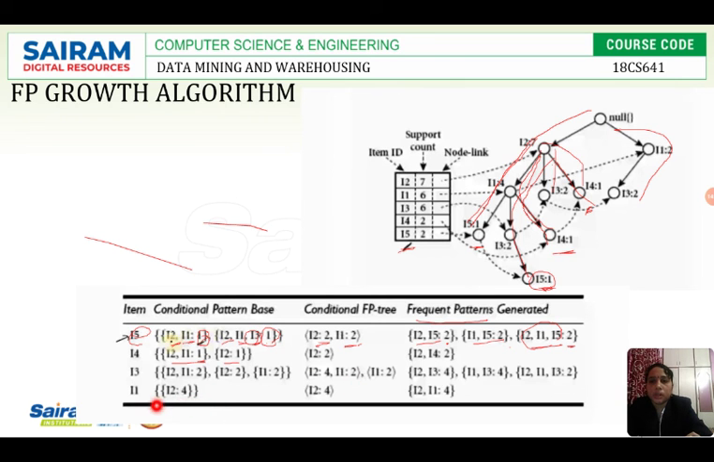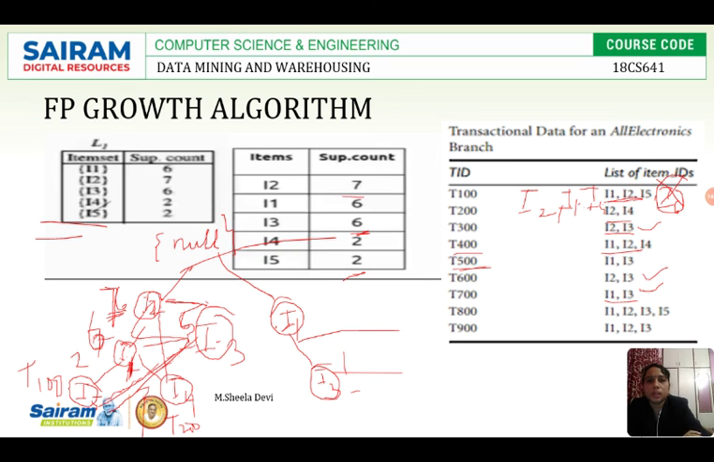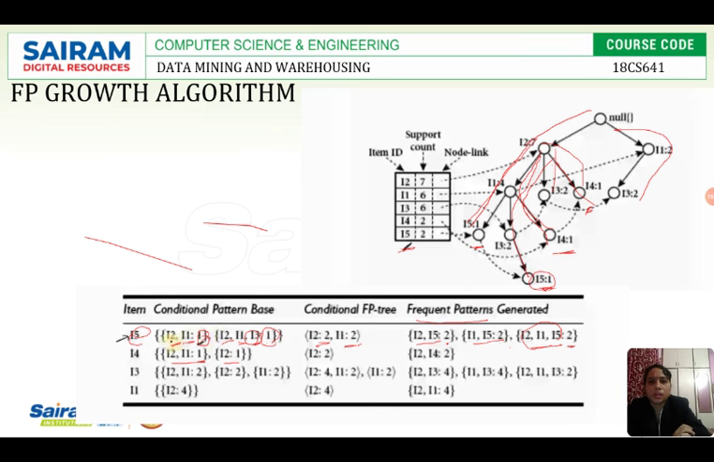Next we are going for the item 1. Here the item 1 is, see here item 1, we will see in the table. Here the item 1 is, how many times it is repeated? 6 times. So everywhere we have to see this. So I2, I3 along with I1 is repeated. Check here I1.